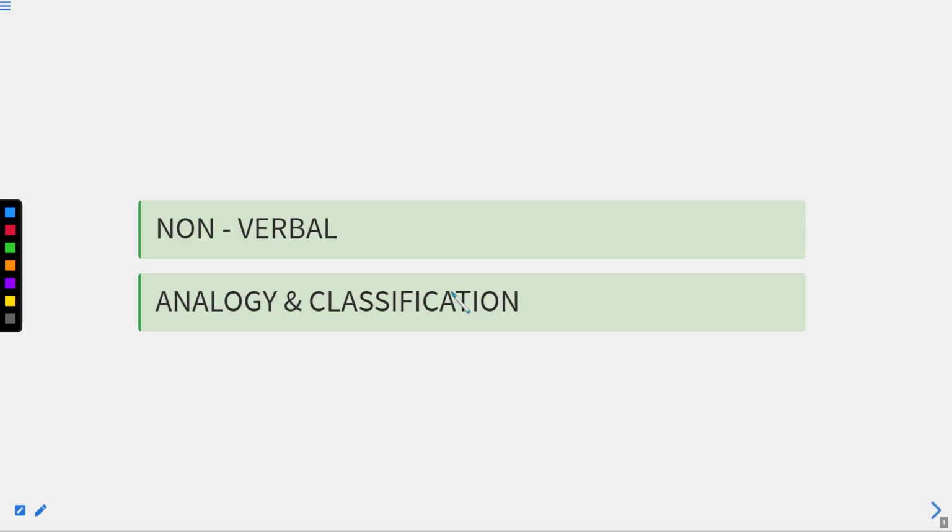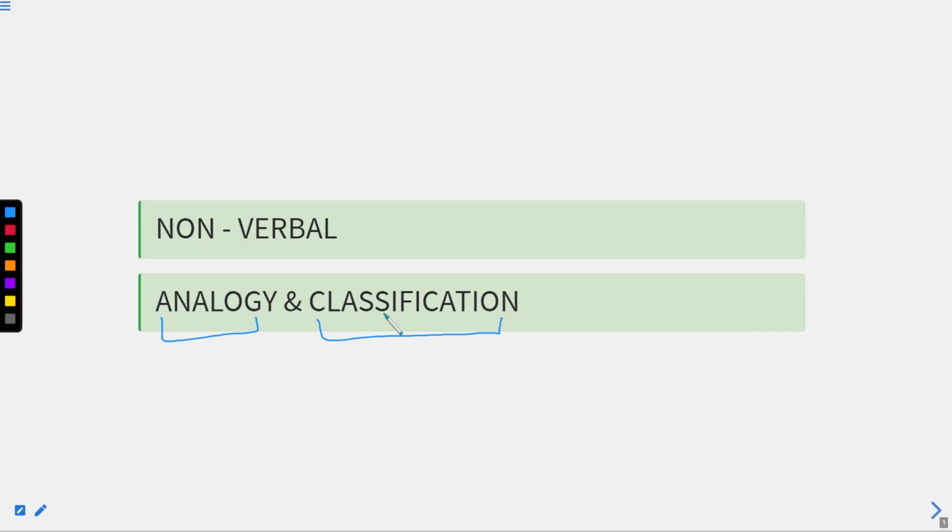Today in this class we are starting with a new chapter named non-verbal analogy and classification. This chapter is a combination of both the analogy as well as the classification. If you have watched both the videos of this classification as well as analogy before, this chapter will be easier for you. In this chapter, we are going to deal with some non-verbal problems which will be very helpful for you during your exam time.